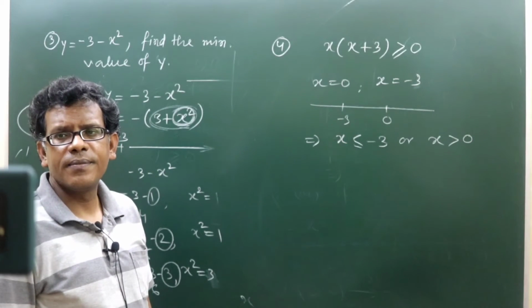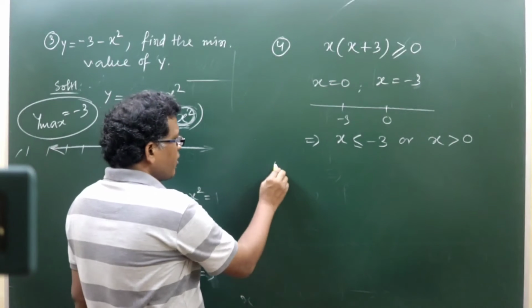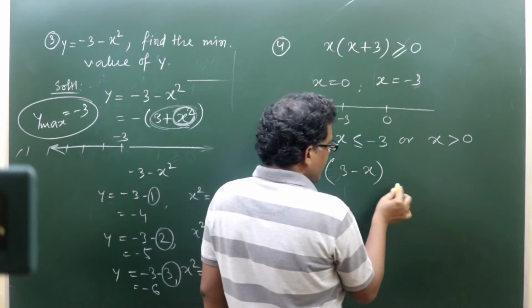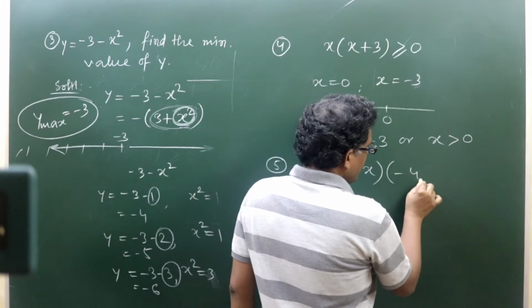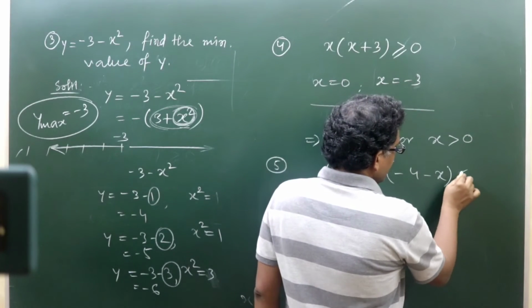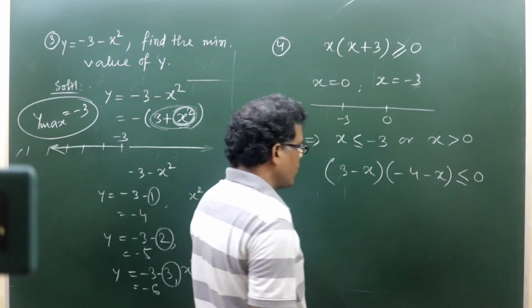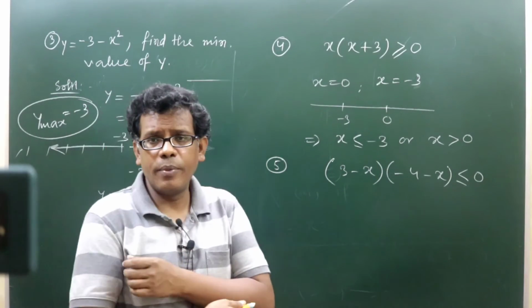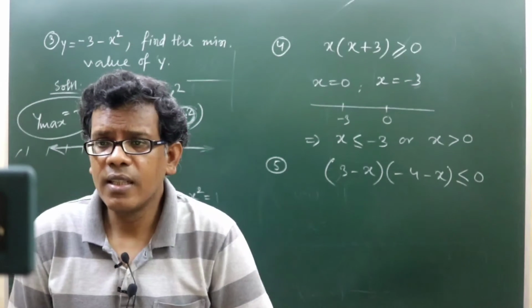Is that okay? If I now give you the next question, 3 minus x times 4 minus x, that should be less than or equal to 0, then what will be the permissible answer? What will be the interval of x?